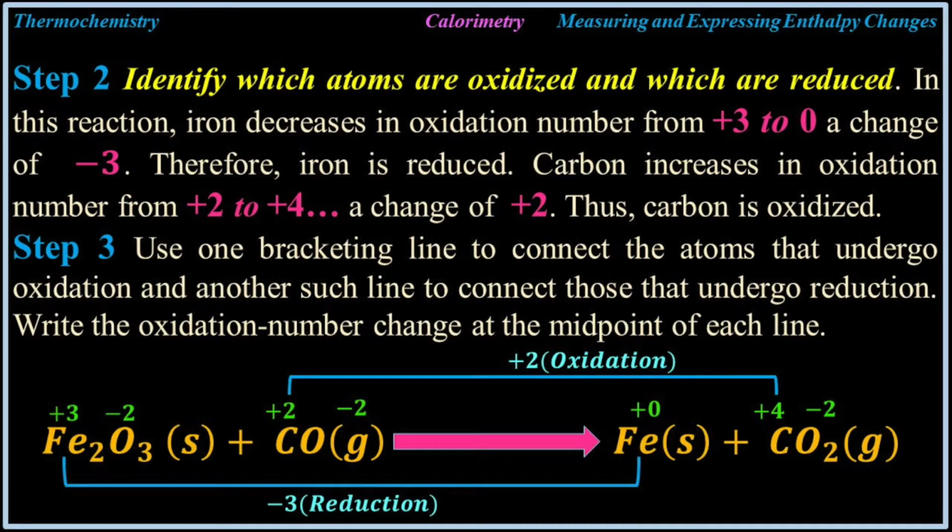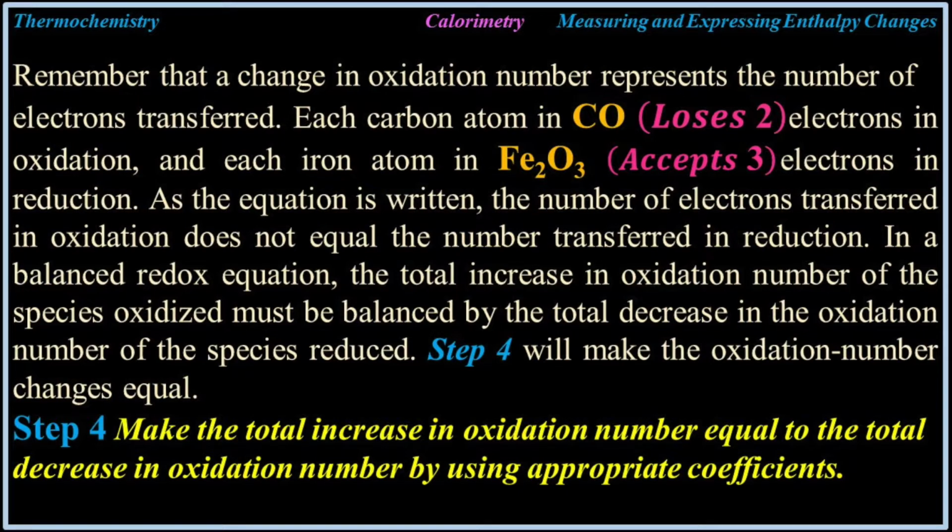Step 3, use one bracketing line to connect the atoms that undergo oxidation and another such line to connect those that undergo reduction. Write the oxidation number change at the midpoint of each line. So I've done that there. There is the carbon, that's the oxidation, +2, and the iron is -3. And that's the reduction.